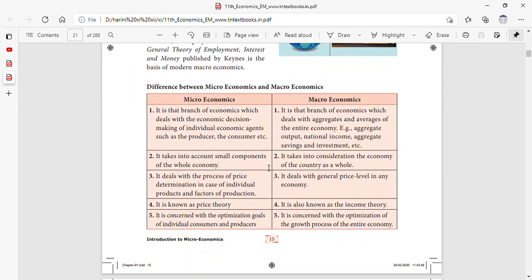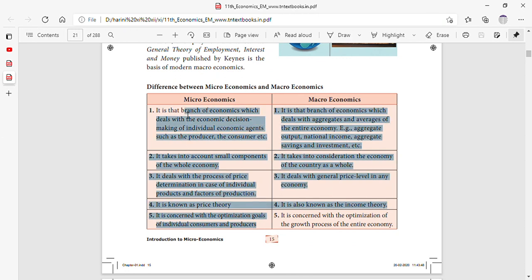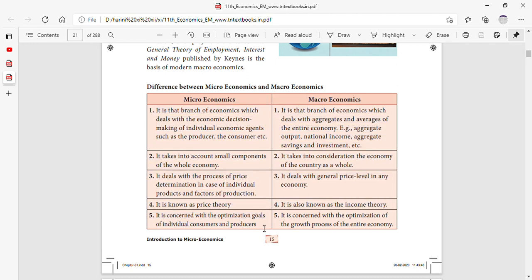So microeconomics, macroeconomics. Microeconomics we already saw. So what is microeconomics? It is a small thing. Price theory will be applicable there. It is a smaller unit. Macro is the opposite. You see the bigger picture, you get the aggregates, like national income, aggregate savings, investment. And here it is the general price level.